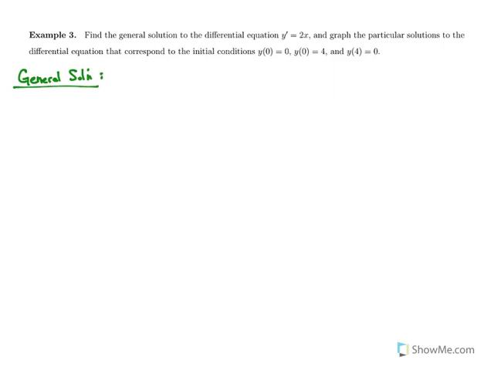We've done this a few times. We have y prime equals 2x. The solution is just going to be the antiderivative of 2x with respect to x, and that's going to be x squared plus a constant c. And that is a general solution to the differential equation. It's x squared plus any constant. If you take the derivative of that, you get 2x.